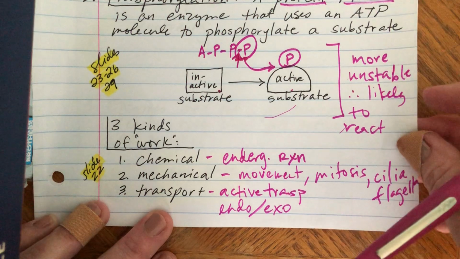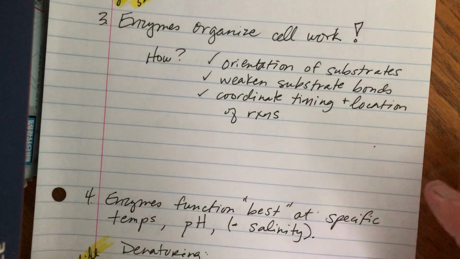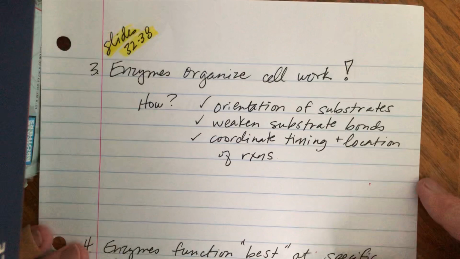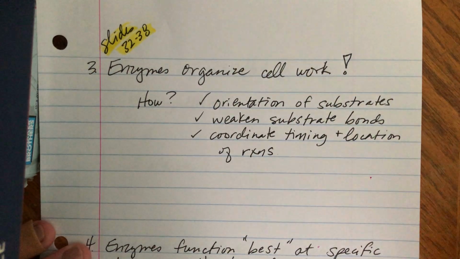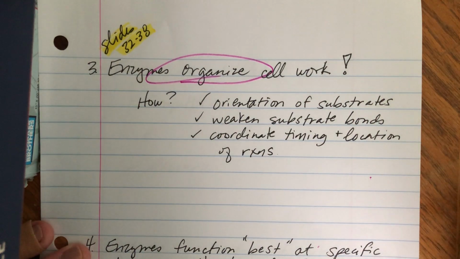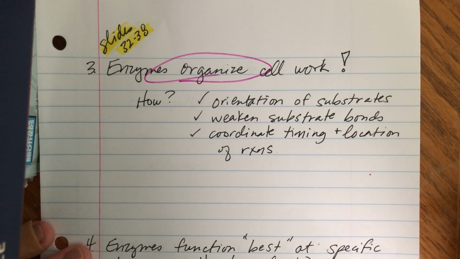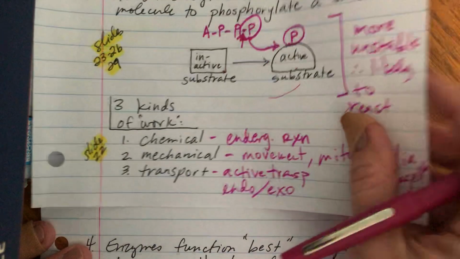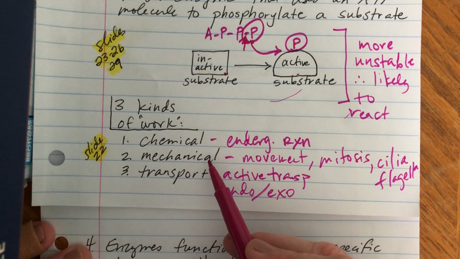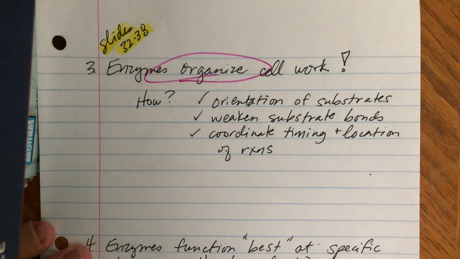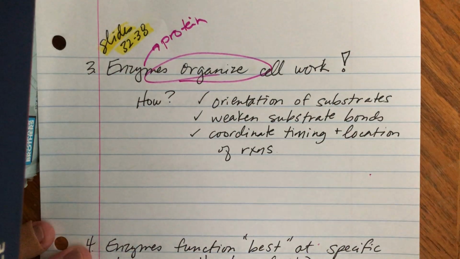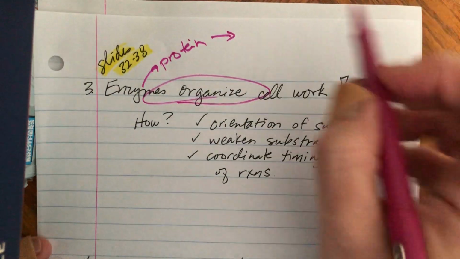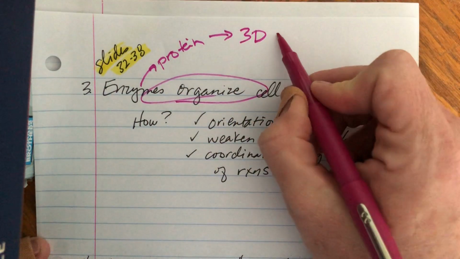So, moving kind of quickly, jumping through the topics, but hopefully hitting the most important things for you. The next part of the chapter, corresponding to slides 32 to 38, is enzymes. They're the ones that are like workhorses. They're working full-time in a cell, organizing cell work, organizing chemical work, organizing mechanical work, organizing transport work. What are enzymes? A type of protein. What do we know about that? Well, the most important thing about proteins is that they have a specific 3D shape.